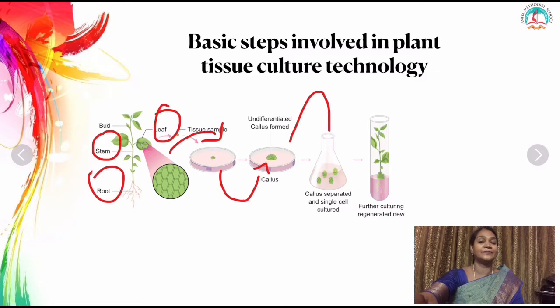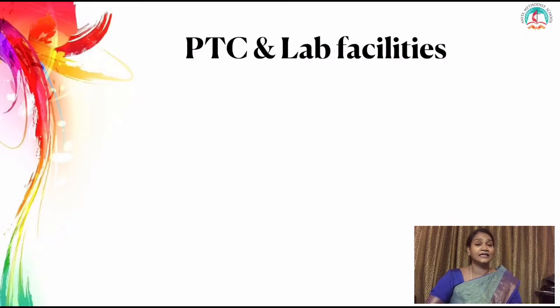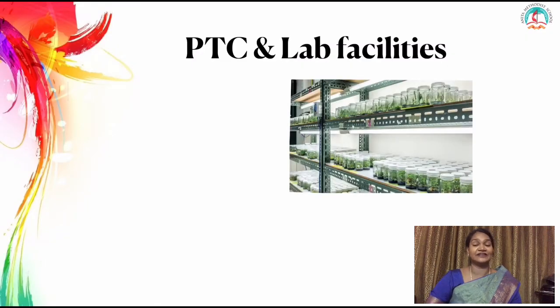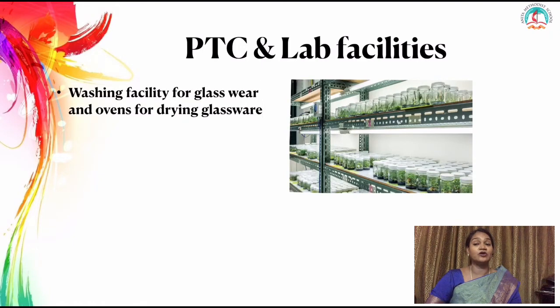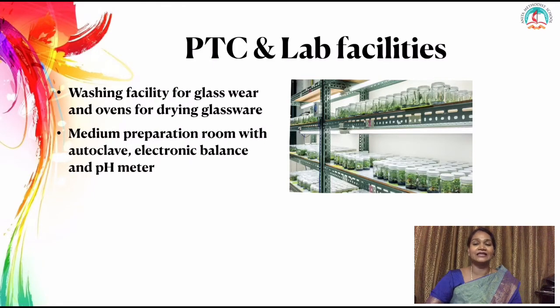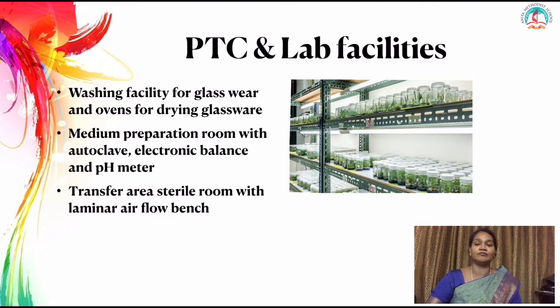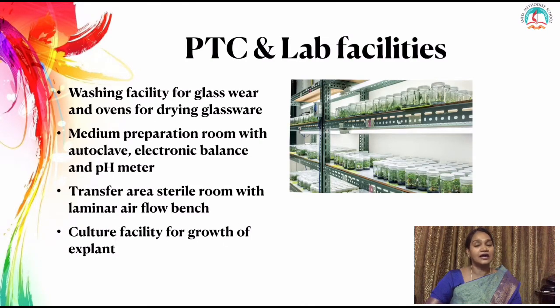So how will the lab perform? What is the main part of the laboratory here? Here the lab plays a very major role, the scientific laboratory. The washing facility for glassware and ovens for drying glassware. All this should be available in the laboratory. The medium preparation room with autoclave, electronic balance and pH meter. The transfer area of sterile room with laminar airflow bench. Apart from this, the culture facility for growth of explants also occurs inside the lab. This lab plays a very major role in plant tissue culture.